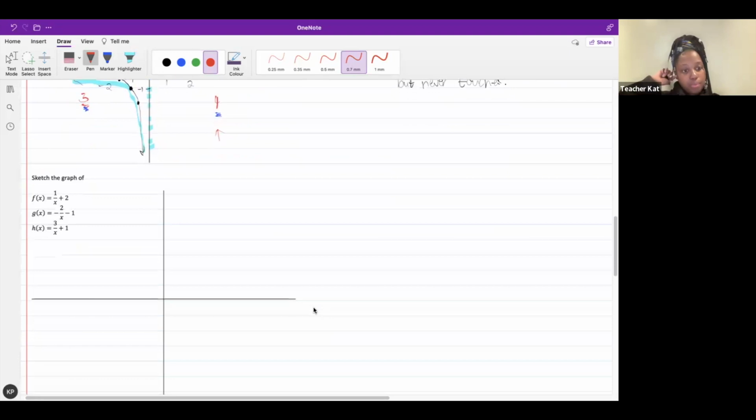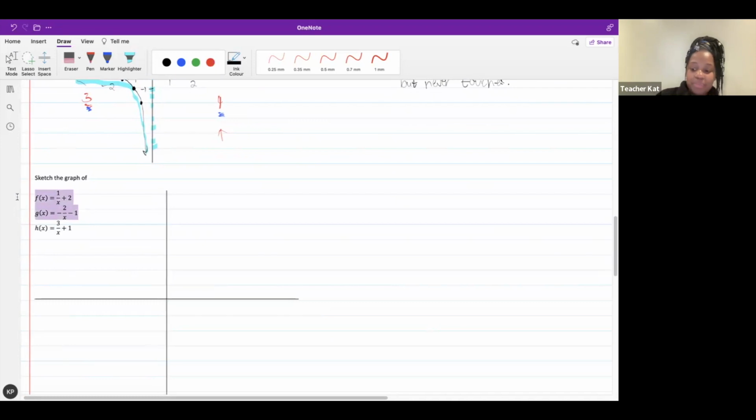Okay, so we have 3 graphs that we're supposed to draw here. And I know that's going to be a lot for us. So I'm just going to be forgiving and I'm going to erase the other one.